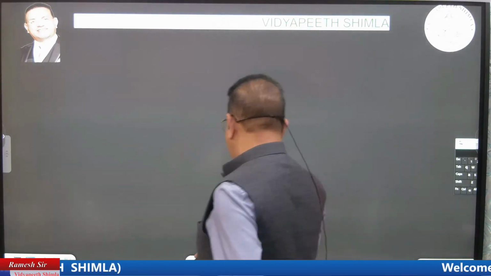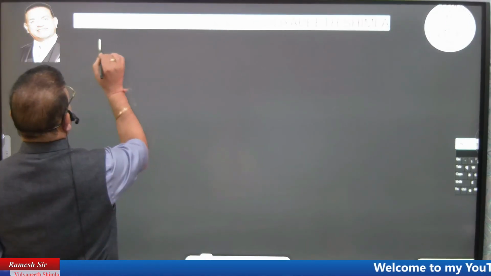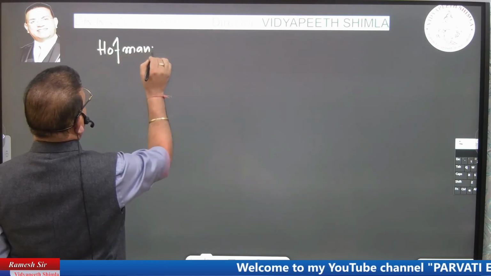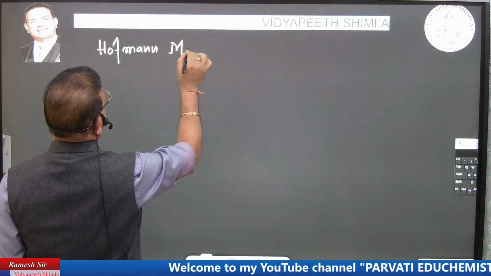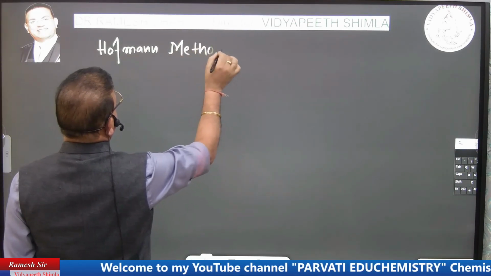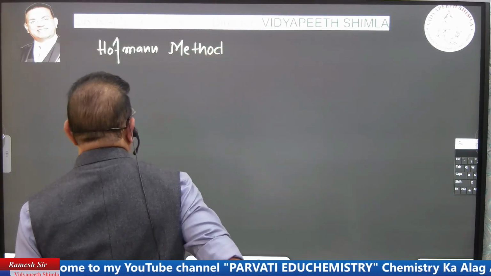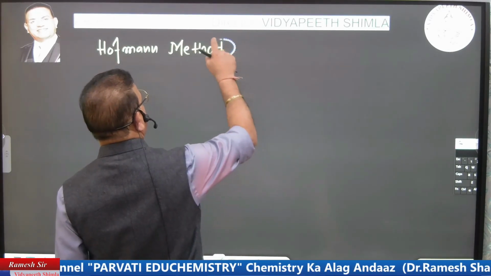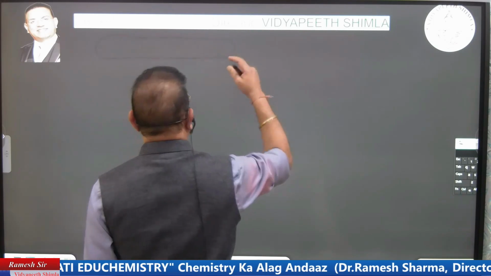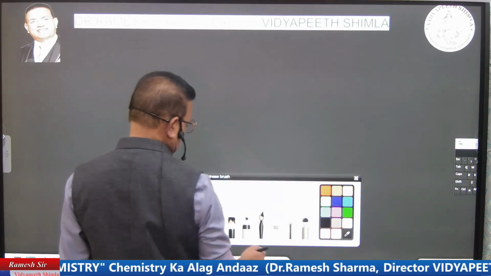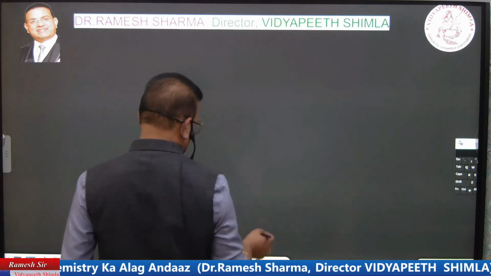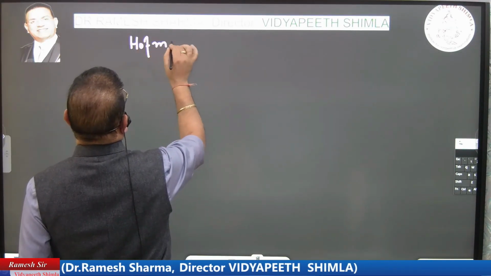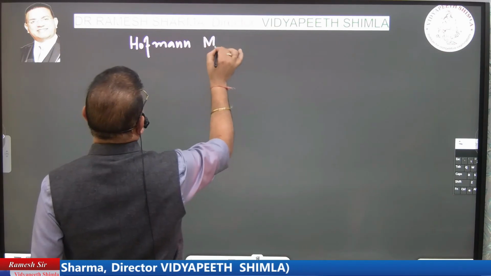The next method to separate the amine is Hoffman method. ये जो बताया ये डिस्टिंक्शन के लिए है. सेपरेशन का मतलब होता है कि वहाँ फिजिकल स्टेट का चेंज होना. Hoffman method.